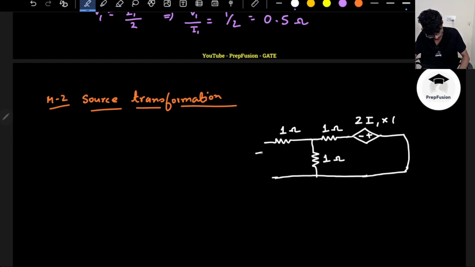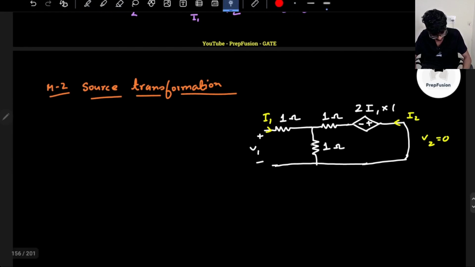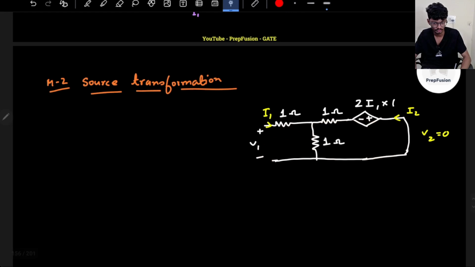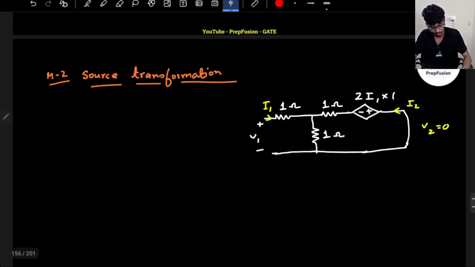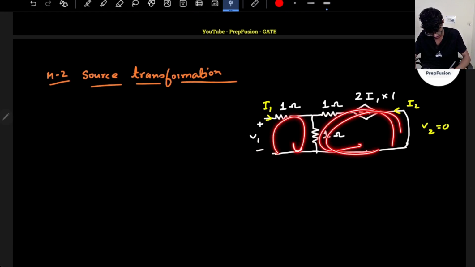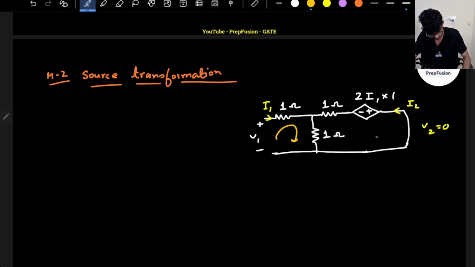So this is your V1, this is your current I1, V2 is 0, and this is your current I2, but it won't matter basically. So here I have I1 current incoming, this is I2 current incoming, so this will be I1 plus I2. Or I can write a KVL here and a KVL here. That will solve it. I will write two KVLs. This will also solve the problem.